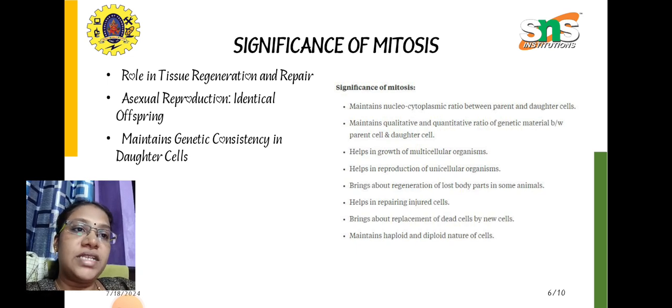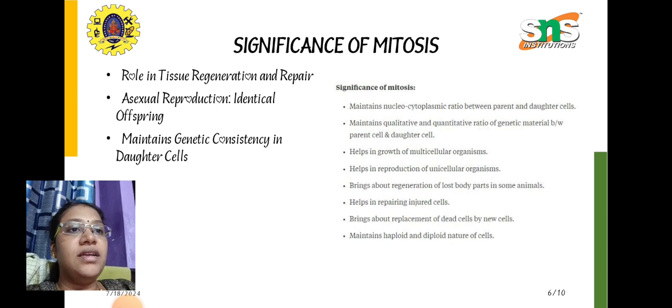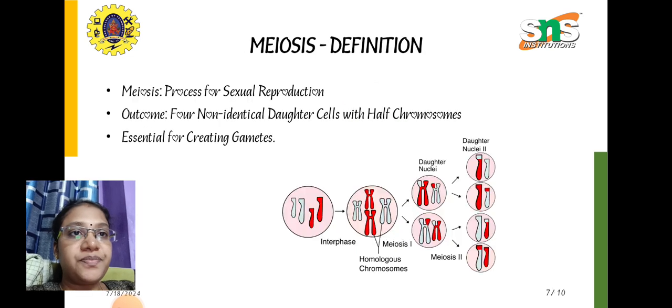It helps to maintain the haploid and diploid nature of the cells, and it maintains a qualitative and quantitative ratio of genetic material between the parent cell and the daughter cell. And at last it maintains a nucleocytoplasmic ratio between the parent and the daughter cells. So these are a few of the significances of the process of mitosis.